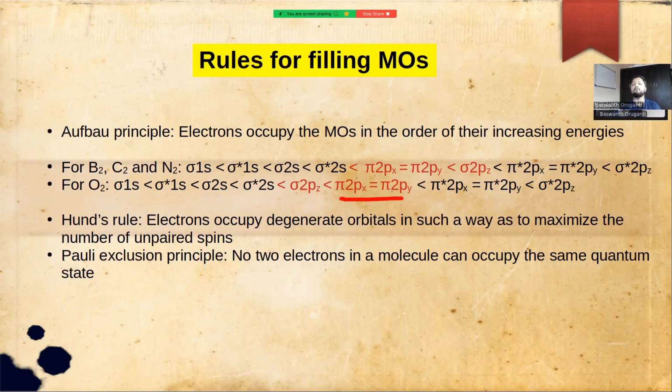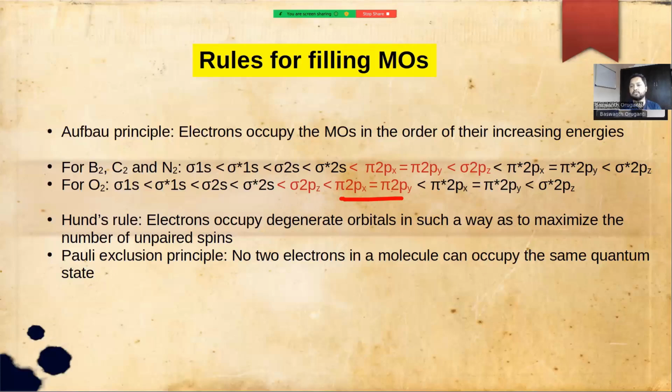And finally, Pauli's exclusion principle, which says that no two electrons can be in the same quantum state. Let us take two electrons. For example, if one electron occupies pi 2px with spin up direction, we cannot put another electron into pi 2px with the same spin. If we want to put one more electron in pi 2px, we have to put it with opposite spin.